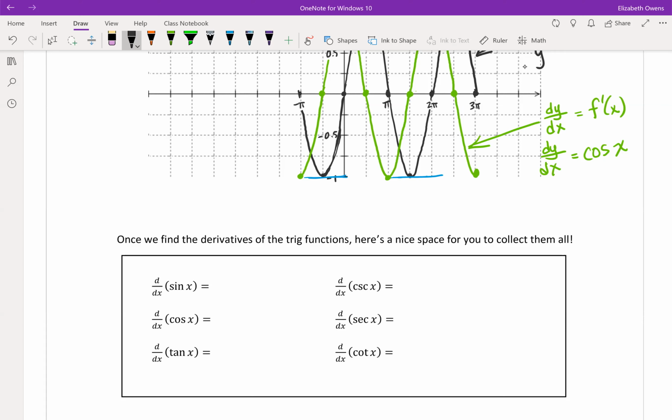These are going to need to be memorized. So put yourself some little happy stars around here to remind yourself to memorize these. They are pretty important. And we've gotten our first one right here. Derivative with respect to x of sine x equals cosine x.